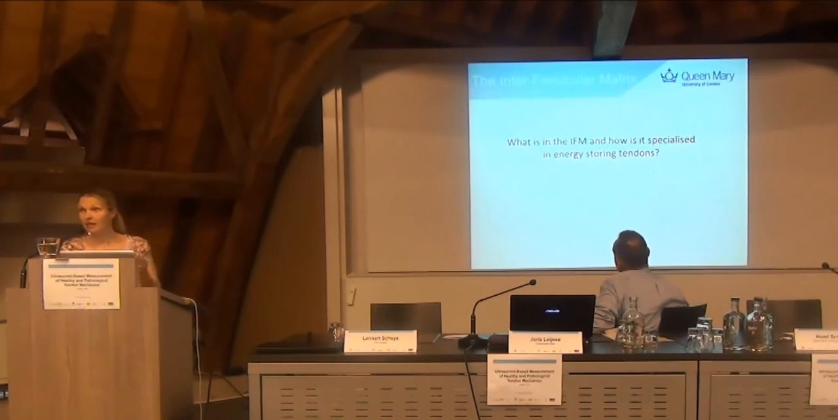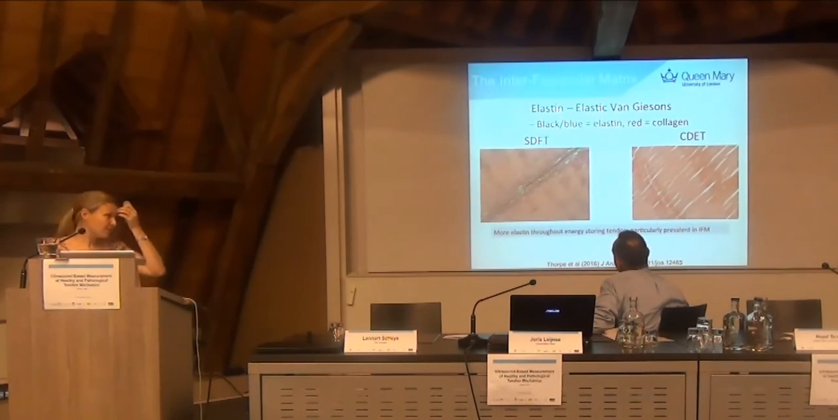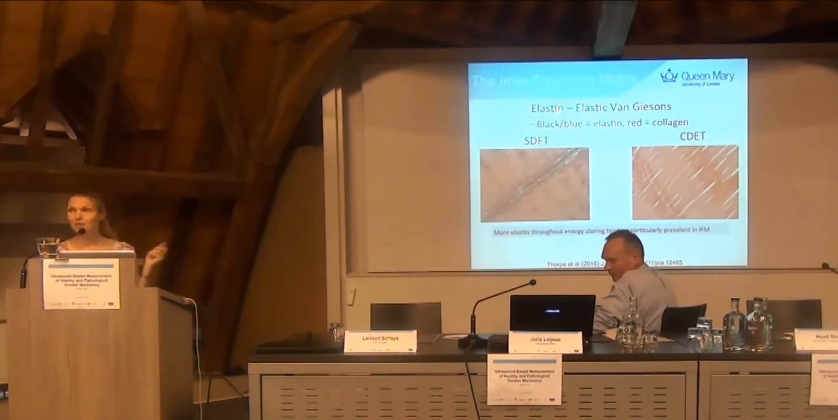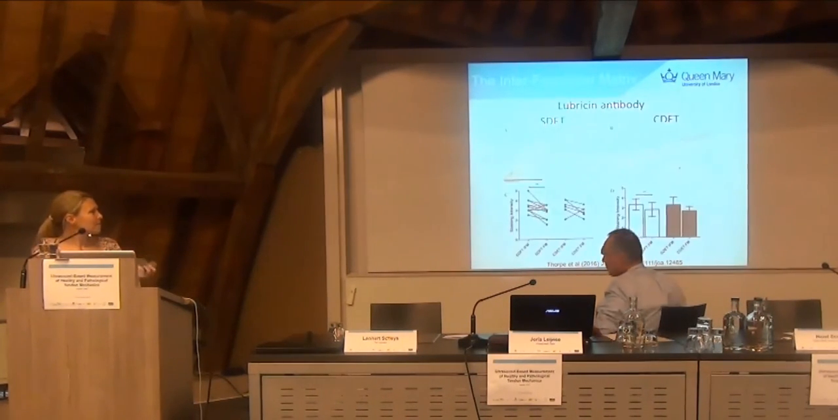And is it different in energy storing tendons? These are a series of pictures in a recent paper we just published. Energy storing and positional tendons, with a lovely elastin stain. Perhaps not surprising, that seems to be where the elastin is, predominantly in tendons. Loads of elastin in the interfascicular matrix in energy storing tendons.